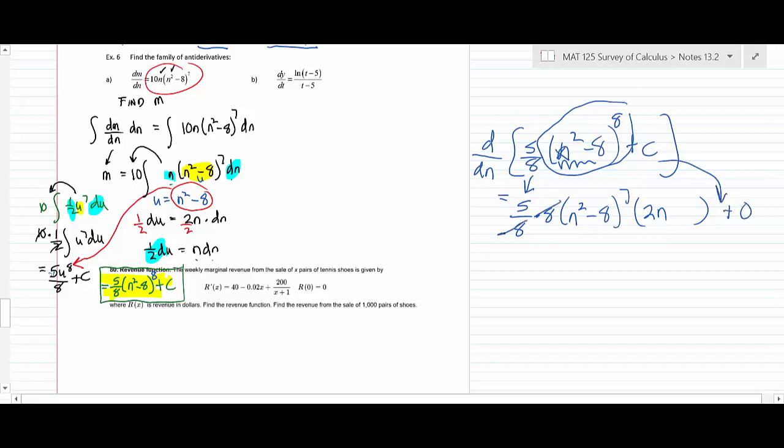Notice the 8's cross out. Notice you have 5 times 2 is 10. You got 10n times n squared minus 8 to the 7th. Notice that matches, so you're right. So you take the derivative of your answer, and if it's correct, then you got the answer right. That's what you got to do when you learn integrals. You got to learn how to tell that they're right. You have to. That's the only way you begin to understand this.